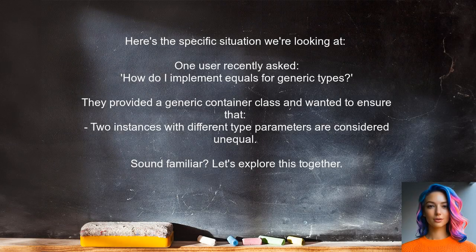Here's the specific situation we're looking at. One user recently asked, "How do I implement equals for generic types?" They provided a generic container class and wanted to ensure that two instances with different type parameters are considered unequal. Sound familiar? Let's explore this together.